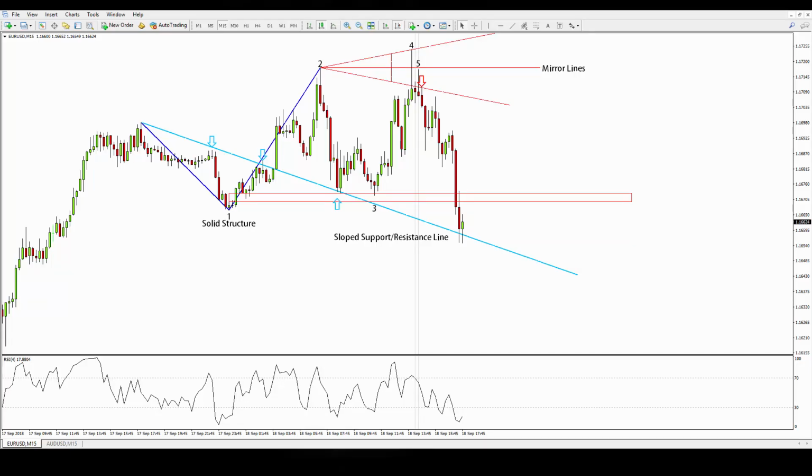Here we can see that our target was met, and the natural slope of our blue support and resistance line enabled the trade to slightly increase the final risk-reward ratio, which is always a good thing.